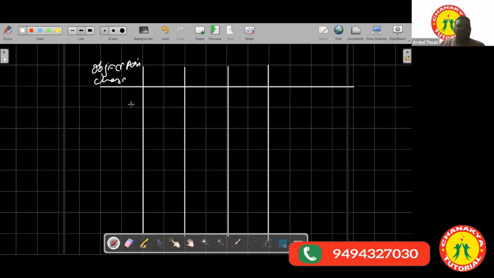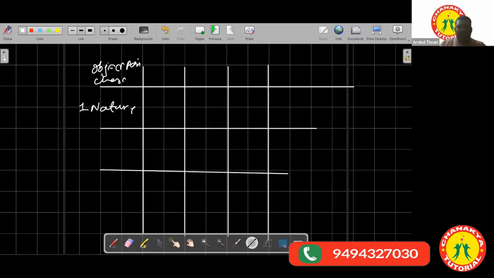So first we write nature, then we will be doing position, and then we write size. So we have a quick revision for all of them.